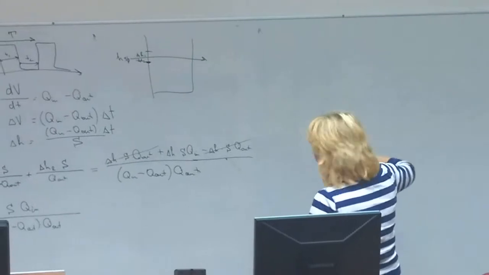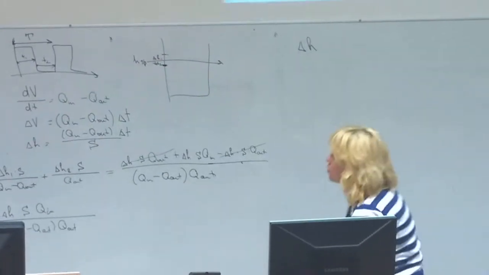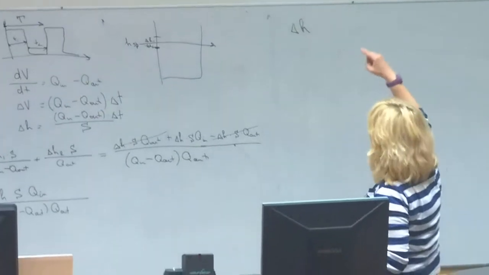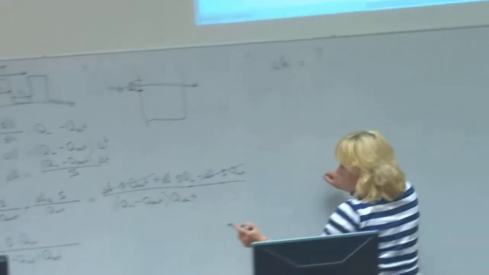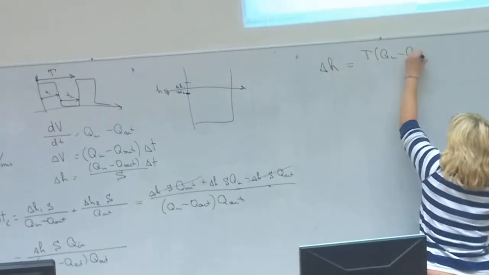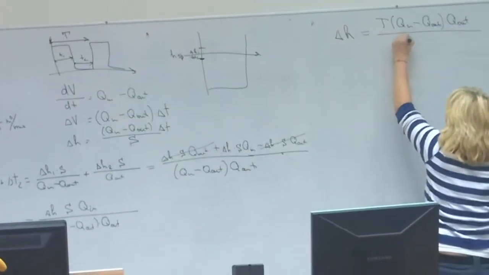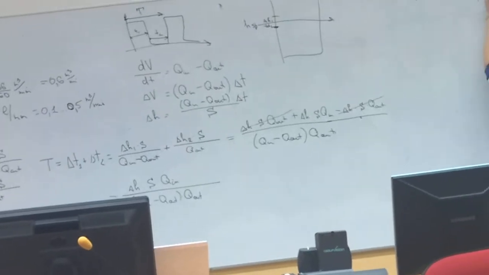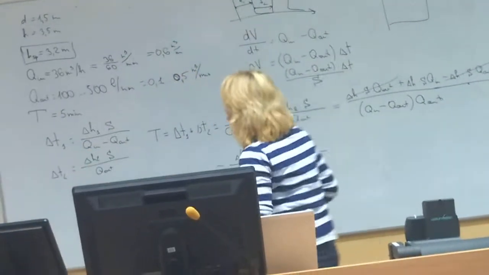So in that case, the inaccuracy in our control, or basically the amplitude of oscillation, will be equal to T divided by Q in minus Q out multiplied by the Q out, and divided by area of the tank multiplied by the inflow. So let's consider the case when our outflow is minimal.